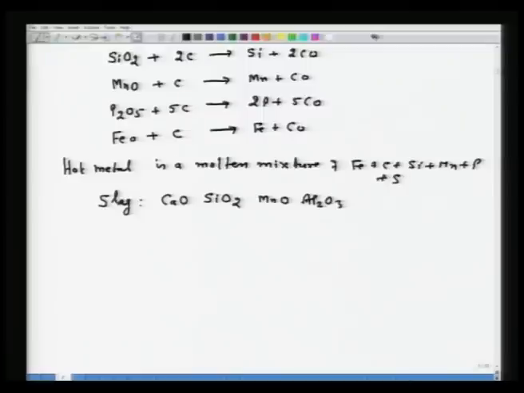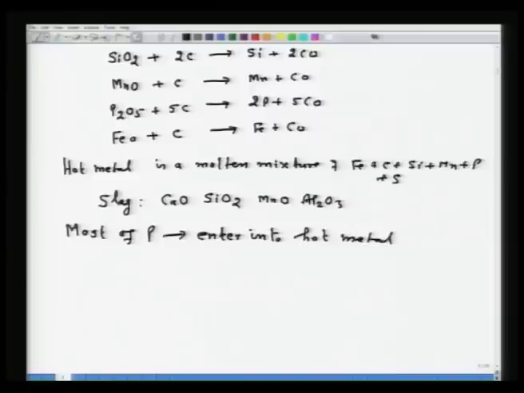Now, here is an important point to note: in fact all phosphorus enters into hot metal. This is because blast furnace iron making is under highly reducing condition. Therefore, all P2O5 of the ore gets reduced to phosphorus and all phosphorus enters into the hot metal.